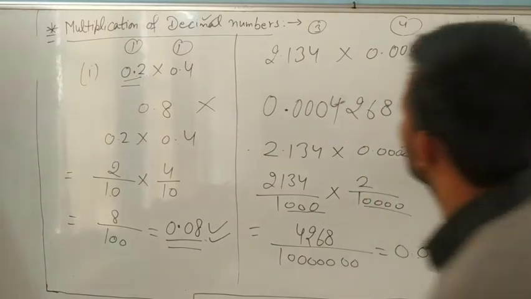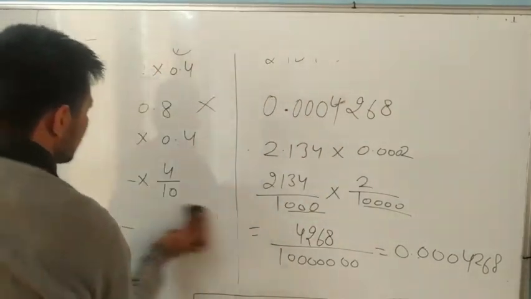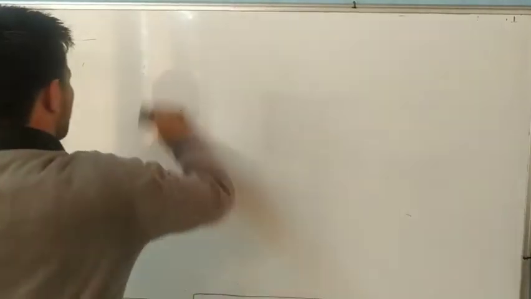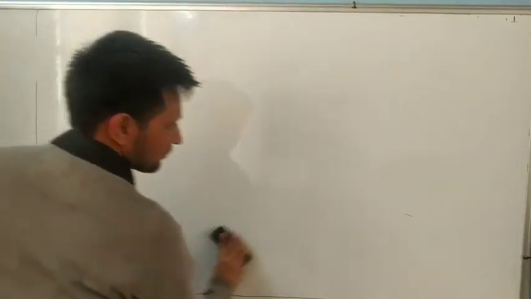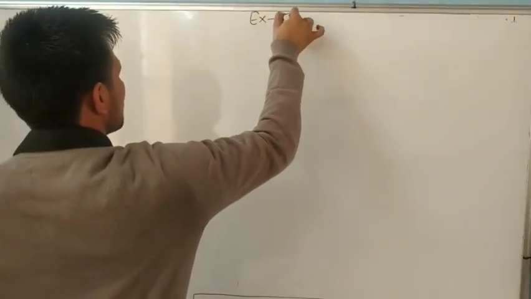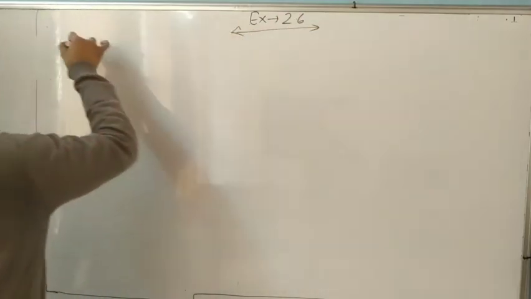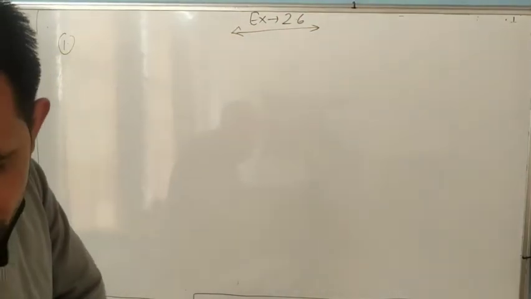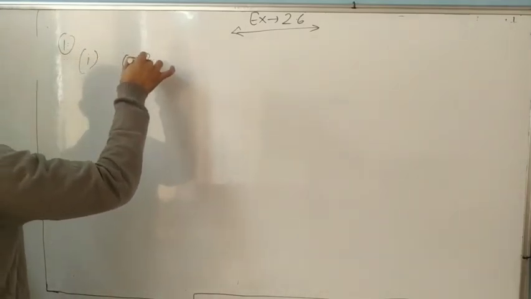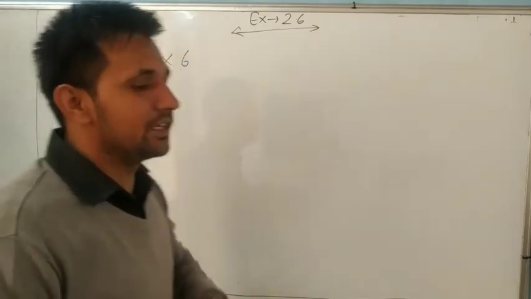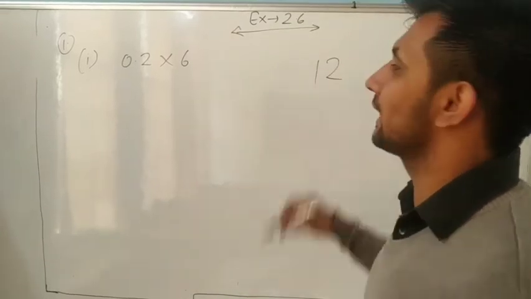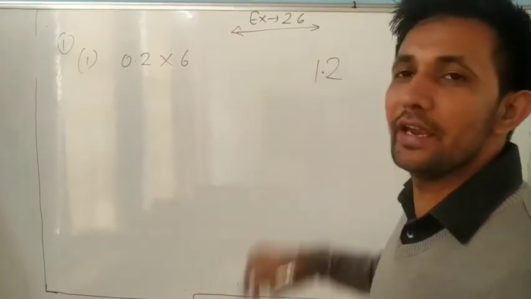So now look at question number 1, Exercise 2.6. I think these are very easy questions. First question, first part: 0.2 into 6. Everyone knows how many digits after the decimal? 1. So 6 into 2, 12. So it is 12. And after the decimal, how many digits? So your answer is 1.2.